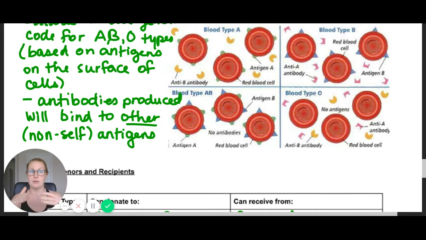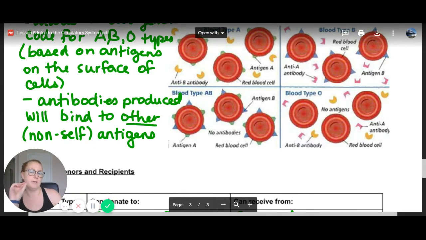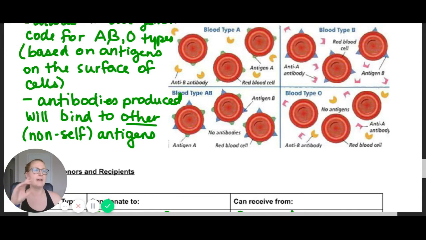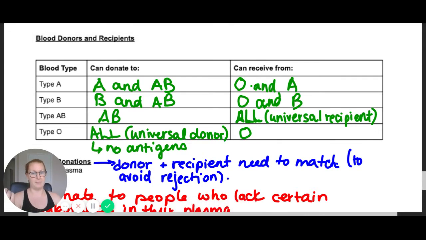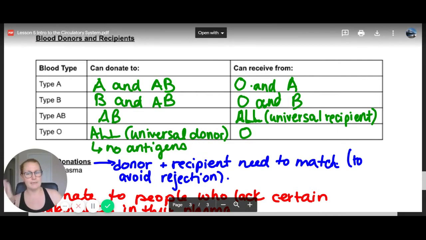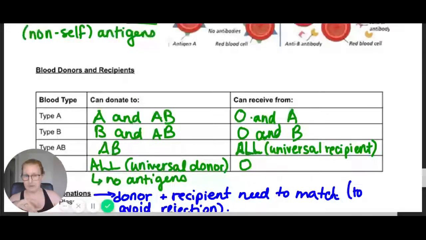And so the body will enter essentially an immune response if that was tried to be added to our own bloodstream. So there is a really good video I've posted for you to watch on that. But just to kind of summarize it, in terms of blood donations, right, who can receive and who can give to who, it's very much dependent on what antibodies the person makes. So, as a type A person, I can donate to other people who are type A as well as type AB. But I can only receive from an O type person or an A type person.